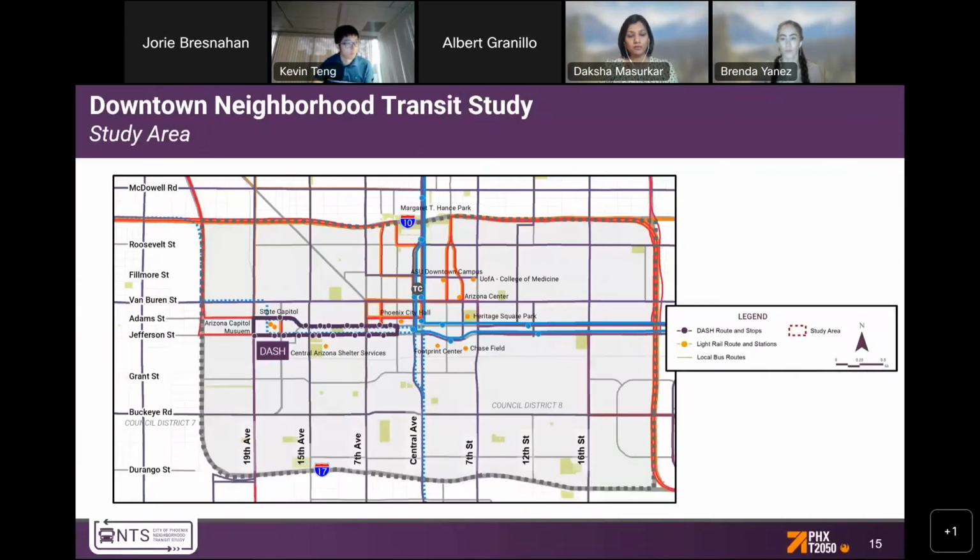So now we'll talk about the downtown neighborhood study area. As you see here, there is a map showing the study area. On the north, the study area boundary is I-10, and on the south, it is I-17. So within this area, we are trying to understand where service is needed. Currently, as you see on the map, it shows the Dash circulator route and the stops. Along with Dash, there are plenty of other transit service options in the downtown area: local bus service, our expanding light rail system, and express and rapid service. Next slide, please.